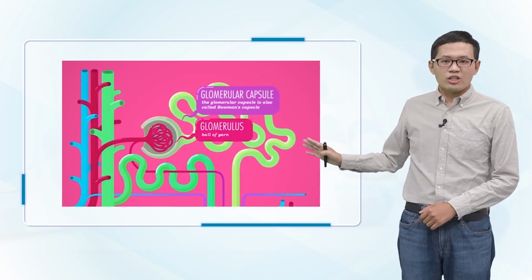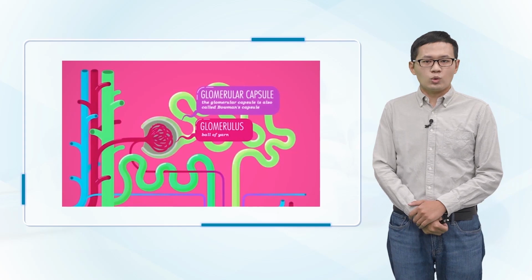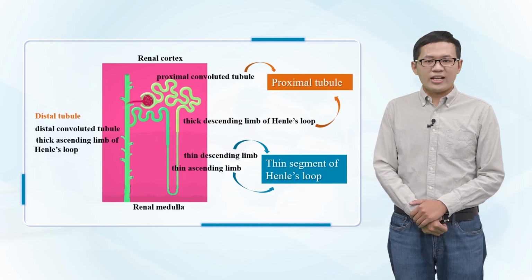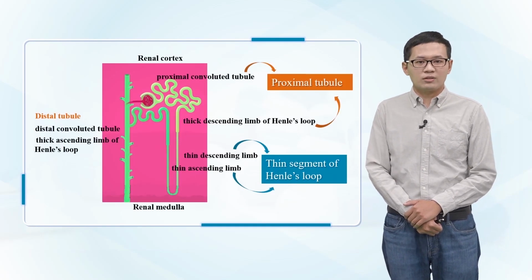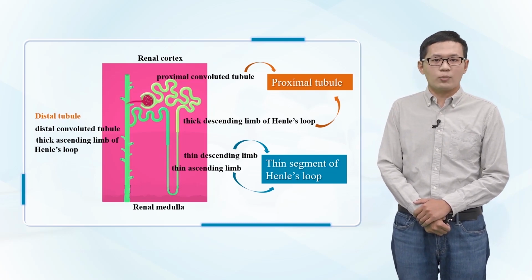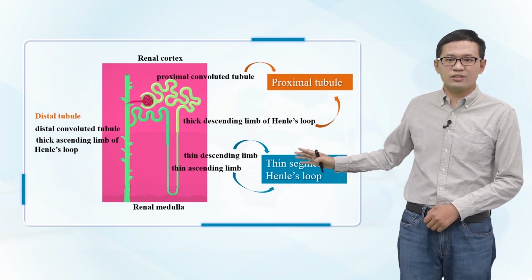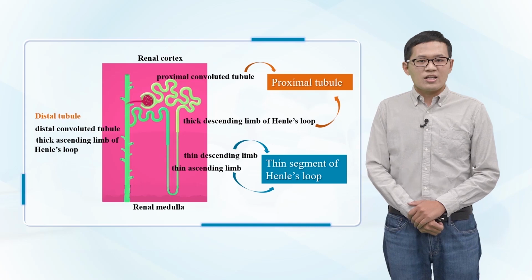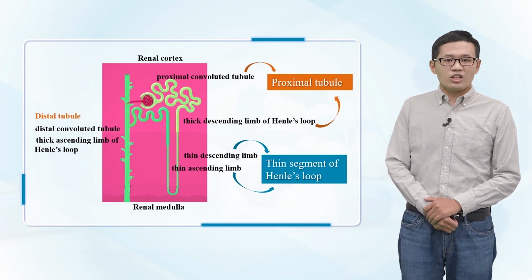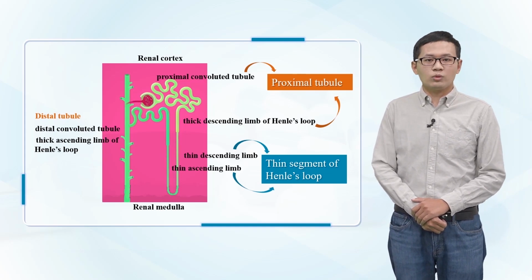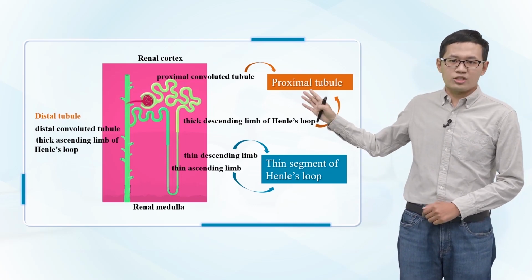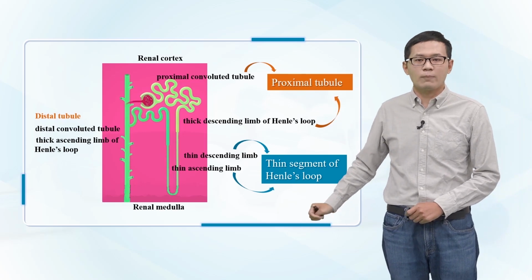As we've seen, the renal artery divides and subdivides into very tiny blood vessels. They bring the blood into the nephron. What connects to the corpuscle is the renal tubule. It actually has 3 major parts. The proximal tubule contains the proximal convoluted tubule and the thick descending limb of Henle's loop. The thin segment of Henle contains the descending and ascending limbs. The distal tubule contains the distal convoluted tubule and the thick ascending limb of Henle's loop. The upper part is the renal cortex. The lower part is the renal medulla in the picture.